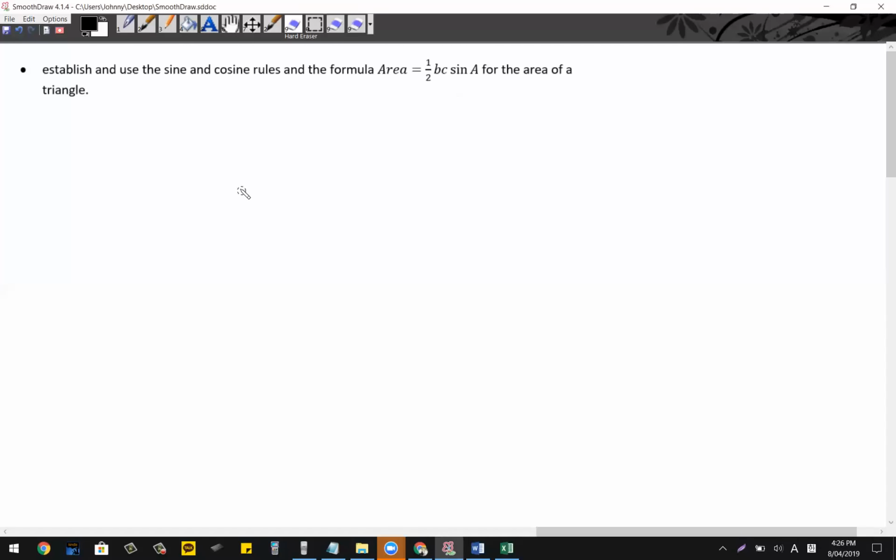All right, our next topic is this one. Establish and use the sine and cosine rule and find the area. This is the area formula of a triangle. So we're going to talk about the sine rule and cosine rule first.